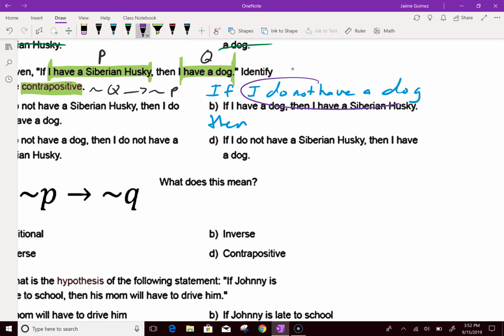So this right here, that is your not Q. Now we need a not P. Well, the P says I have a Siberian Husky, but we have to put not P. So how do you make this be not? Well, then I do not have a Siberian Husky.